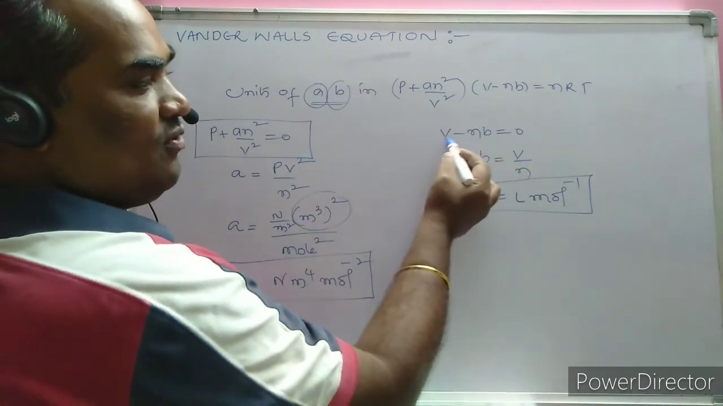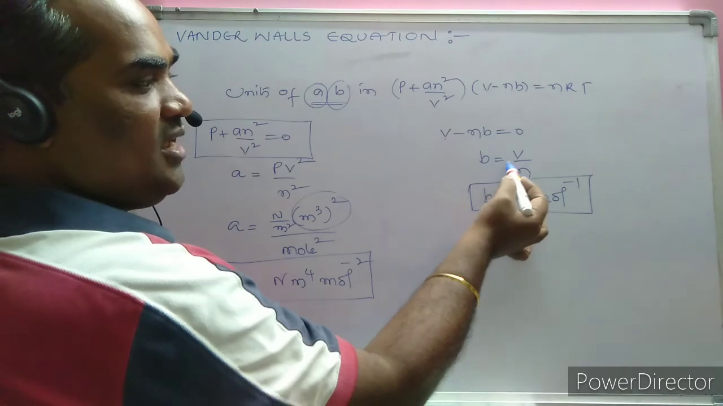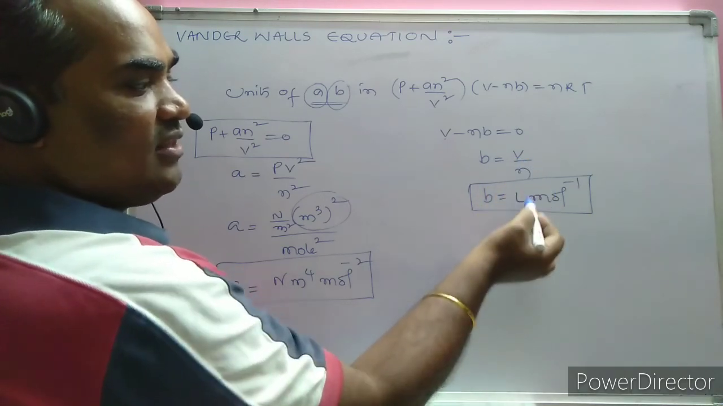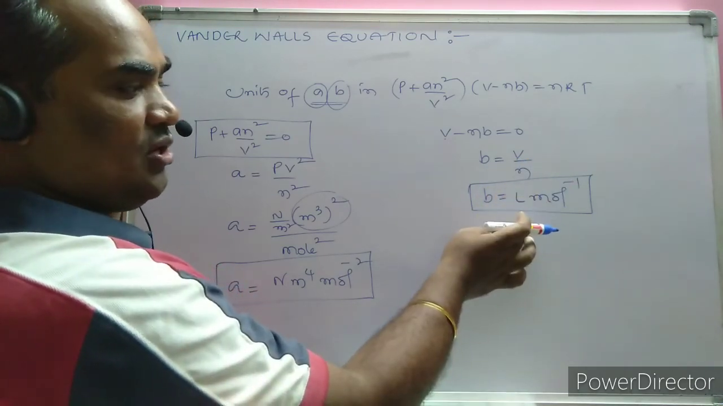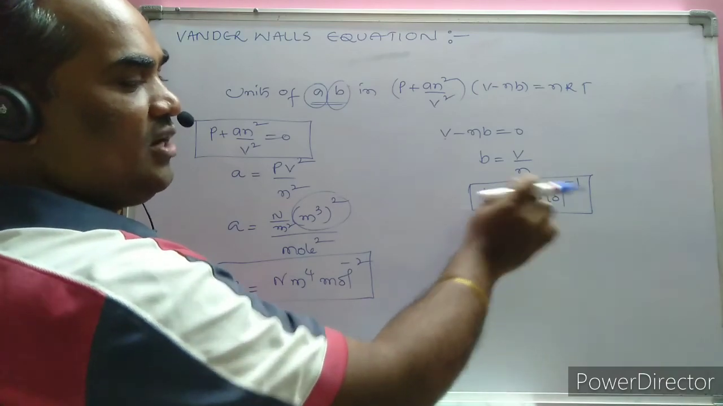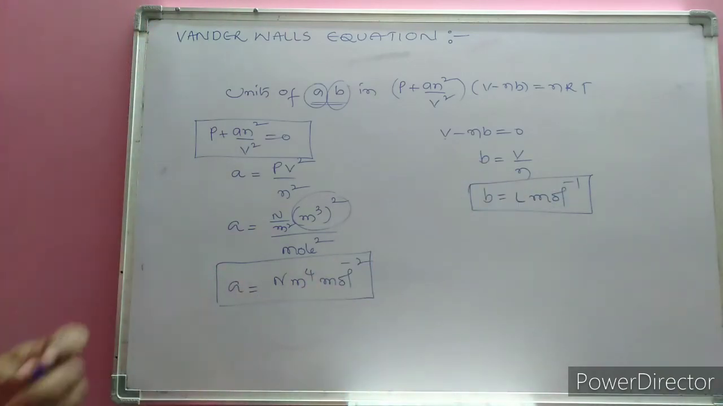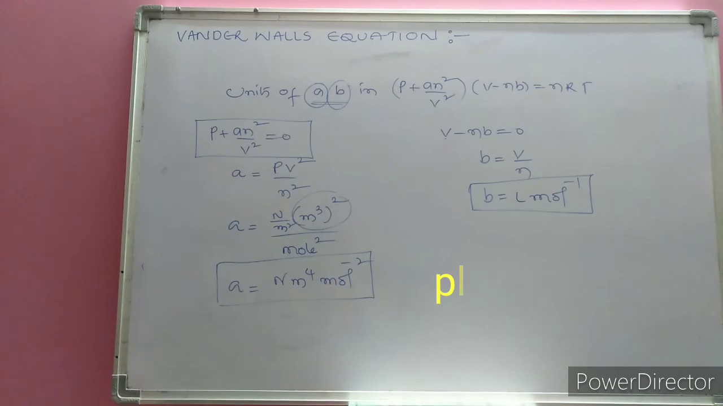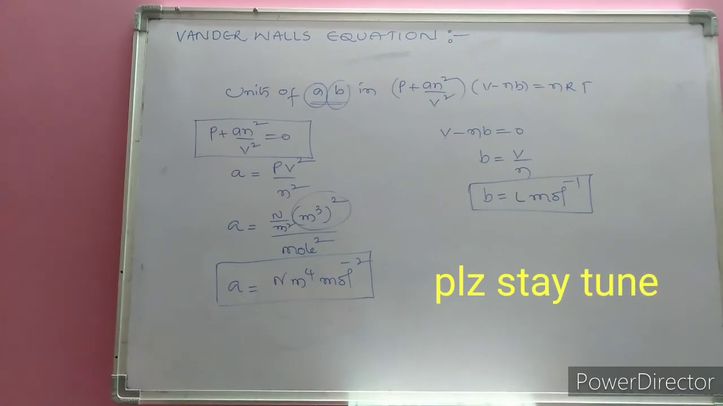And for b, V minus nb is equal to 0, so b is equal to V by n. V is in liters, or if you want to take meter cube, b is meter cube per mole. This is important in all objective examinations. These questions were asked previously, so concentrate. If you have any doubt, please post it in our comment box.